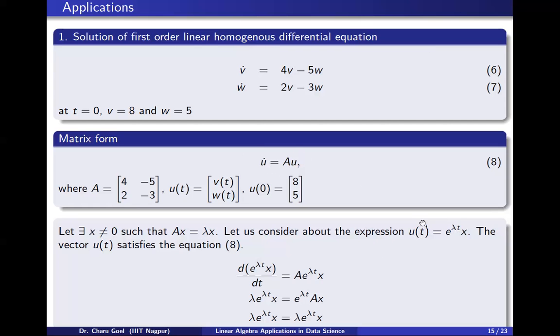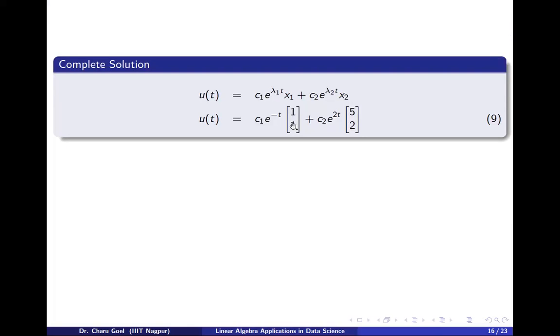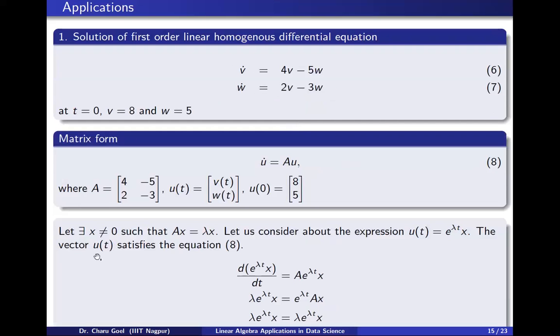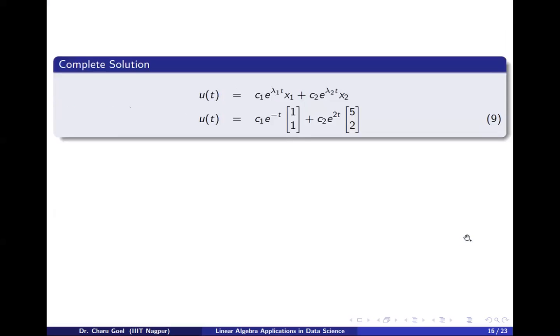So this is a solution of equation 8. Rewriting equation 8, the derivative of u with respect to t is A times u. We take the derivative and see that the left hand side equals the right hand side. Now the complete solution: the eigenvalues will give us two solutions. Lambda 1 and lambda 2 will give us u1(t) equal to e^(lambda 1 t) x1, and similarly u2(t) equal to e^(lambda 2 t) x2.